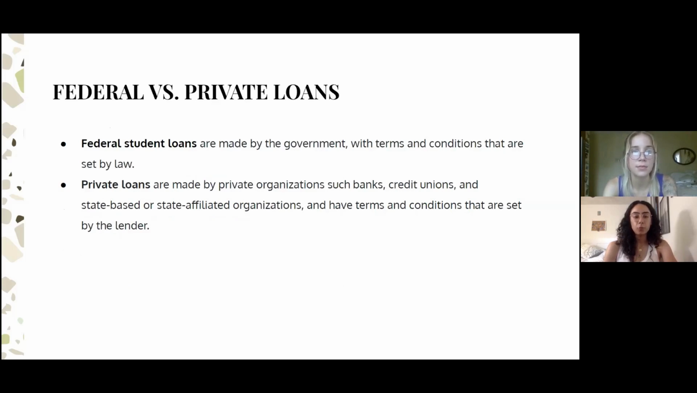So federal loans versus private loans. So federal student loans are made by the government with terms and conditions that are set by law. So these are the loans you'll get if you fill out the FAFSA application. Private loans are made by private organizations such as banks, credit unions, and state-based or state-affiliated organizations. And these have terms and conditions that are set by the lender. So it's important when you're considering taking out a loan to go over these terms and conditions just to make sure you're not penalized.